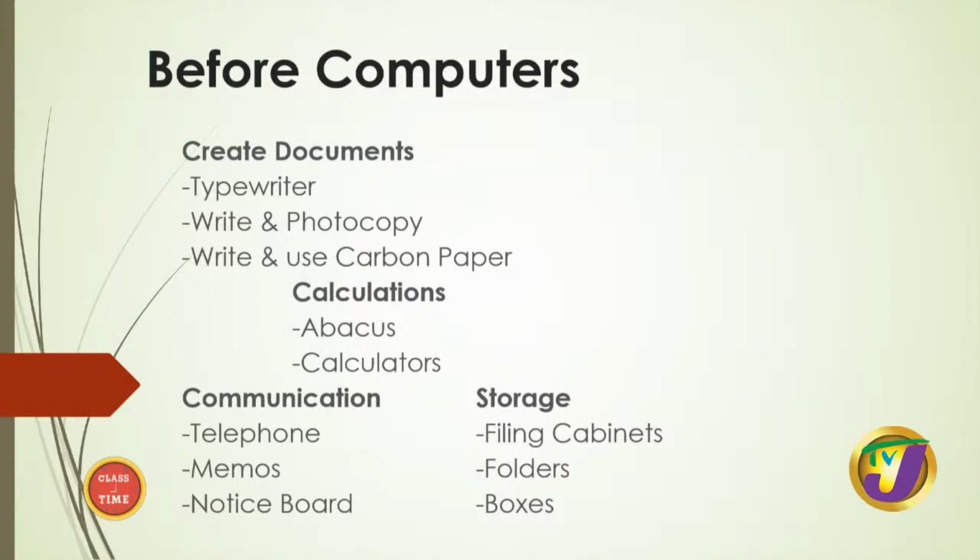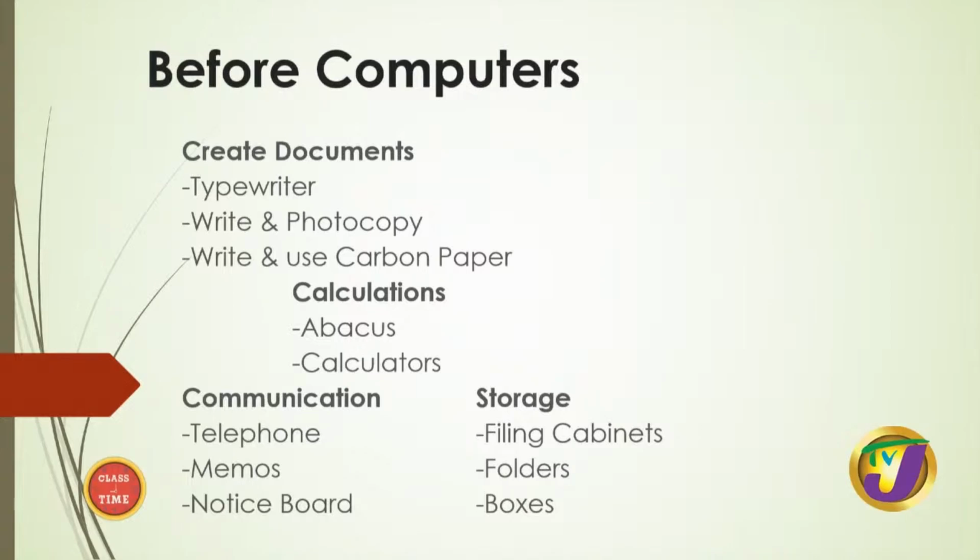Before computers in business, in order to communicate, the main device that was used was the telephone. The telephone would be operated by an operator for internal calls and external calls. Another way to communicate within the office was using internal memorandums that would be sent to various individuals. They also used notice boards for various types of messages.